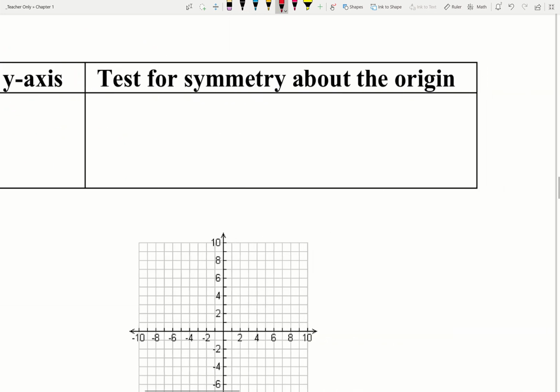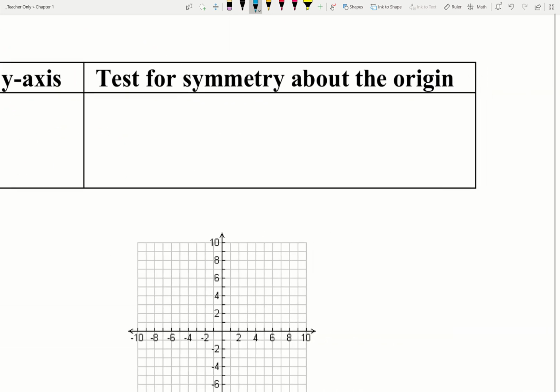When you test for origin symmetry, remember that that means you're going to be replacing x and y with negative x and negative y both, respectively, at the same time. So if your original equation was x is equal to y squared minus 3, I'm going to take out x and replace it with negative x. I'm going to take out y and replace it with negative y, and we're going to see what we result in here. So again, this is based on the operations inherent in the equation.